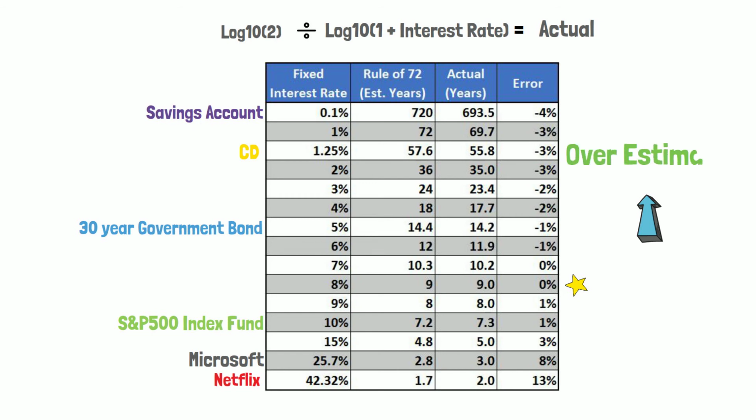Now anything above 8%, the rule of 72 is going to underestimate the amount of time, as you can see there. So like Netflix, the rule of 72 came up to 1.7 years, but in reality, it's about 2. So we're off by about 13%. So just keep that in mind. If you're below 8%, you're overestimating. If you're over 8%, you're underestimating. So just keep that in mind if you're doing a few things here or there.